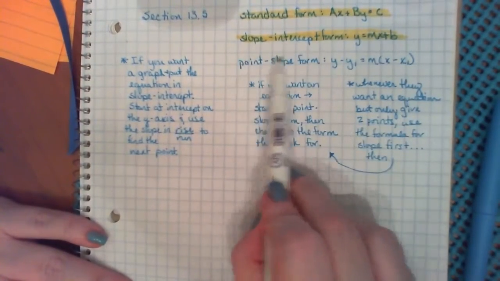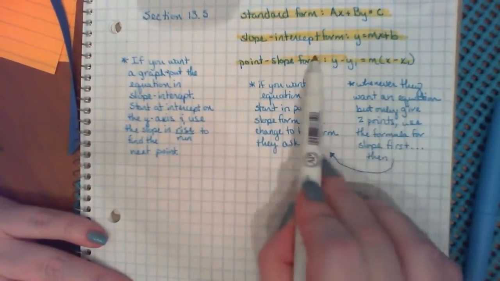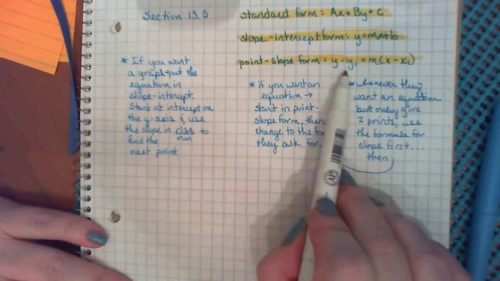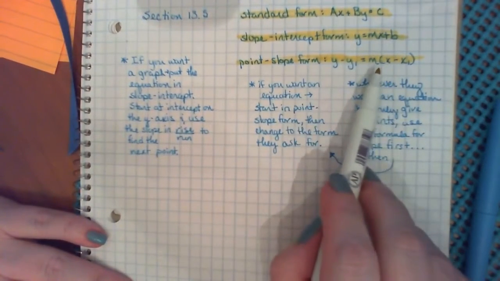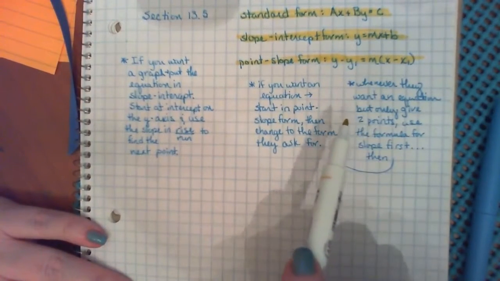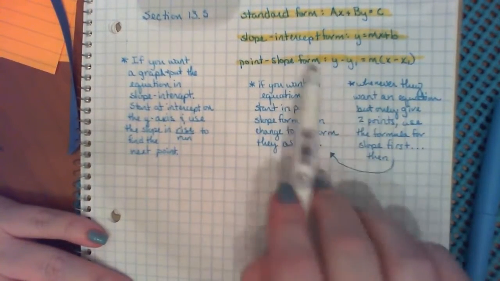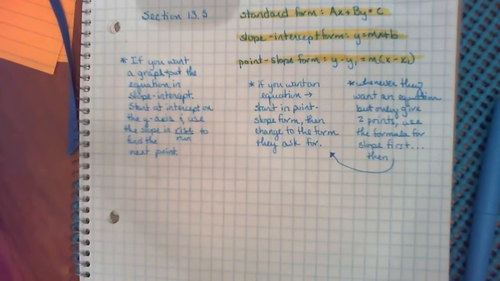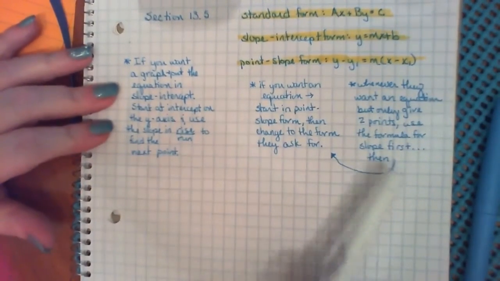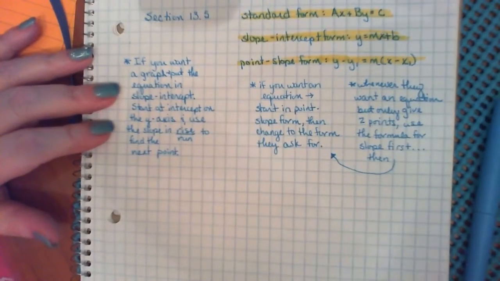And then for point-slope form, you have y minus y1 equals m times x minus x1. This is when they give you a point and a slope. You always put it in here when you have 1 point and a slope. Now, this stuff is stuff to help you know what to do when.